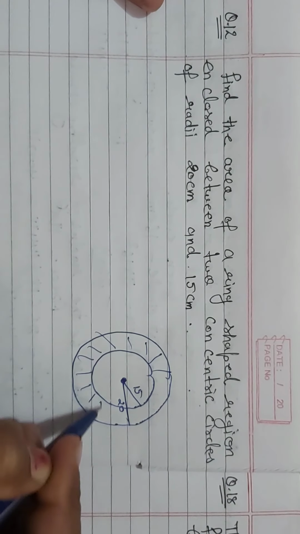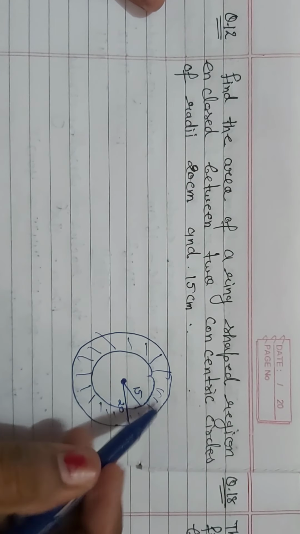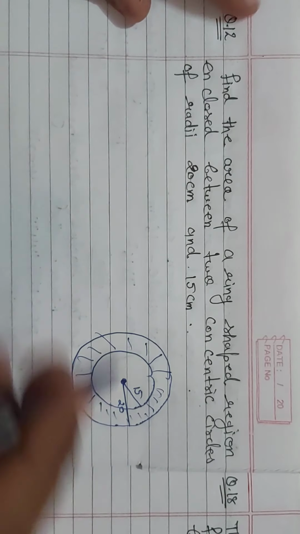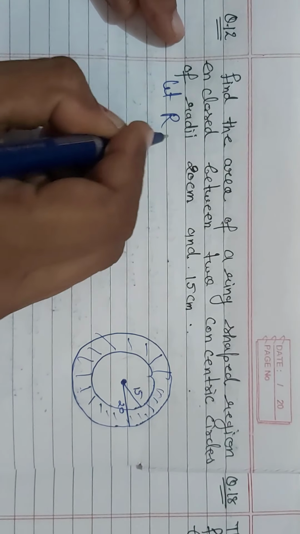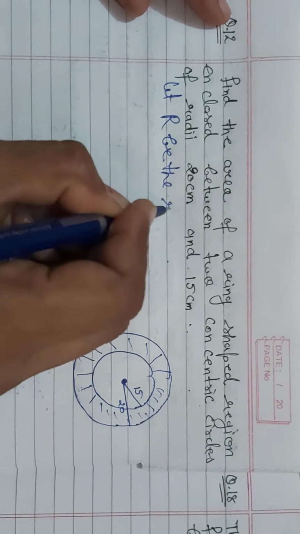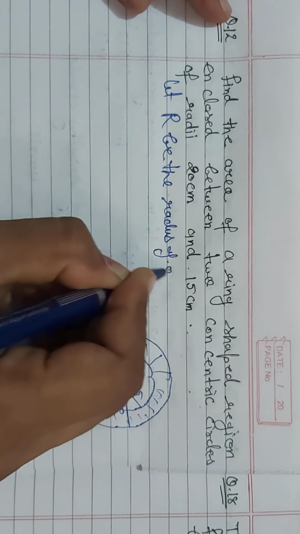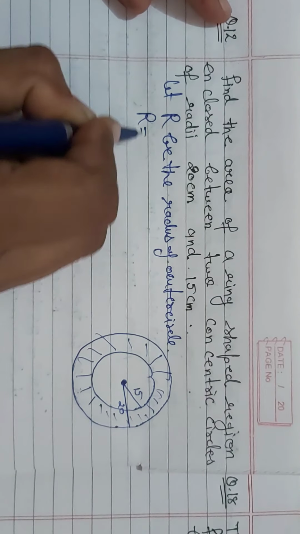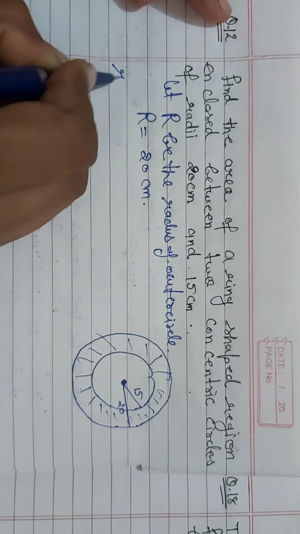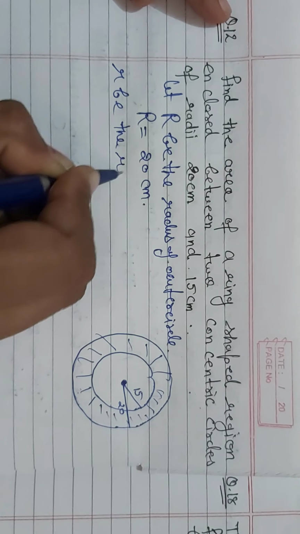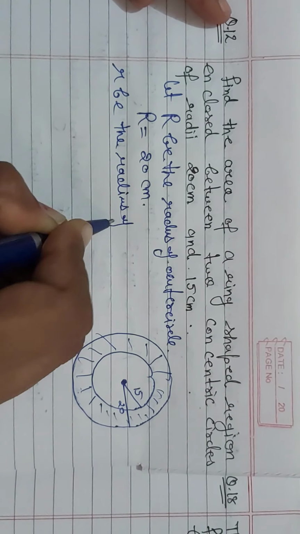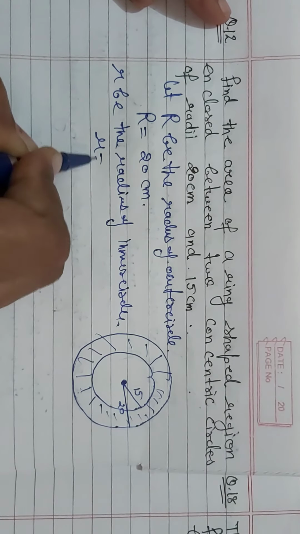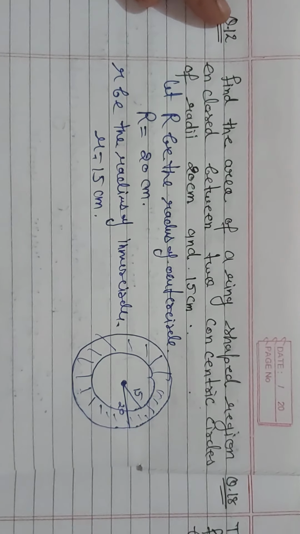We find the area of the ring, that means the area of the shaded portion, and this equals the area of the outer circle minus the area of the inner circle. Okay, we write: let R be the radius of the outer circle. R equals the given 20 centimeter. Let small r be the radius of the inner circle. Let r equal 15 centimeter.